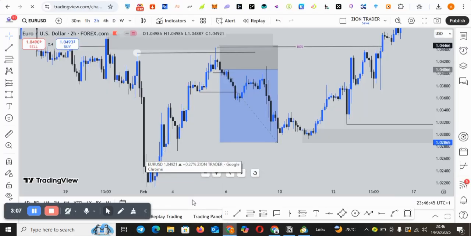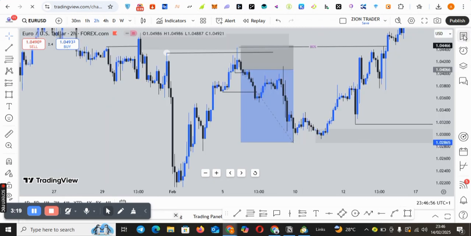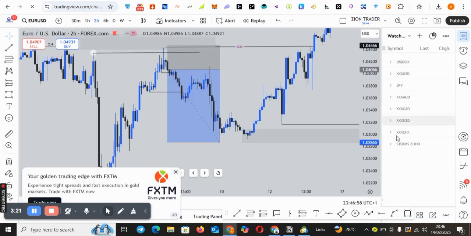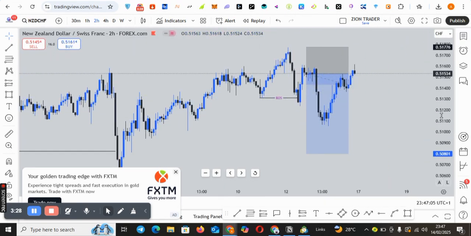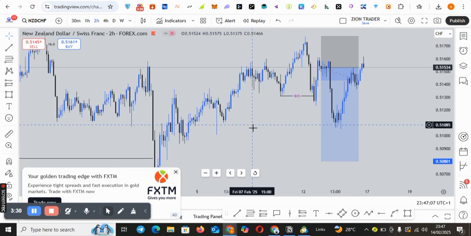NZDCHF, that trade is actually an interesting trade. The reason I said it's an interesting trade is because I actually thought that trade was going to hit my take profit, right? That's just the truth. But then I was surprised that the guy decided to reverse on me, so pretty much it's the same concept like that.